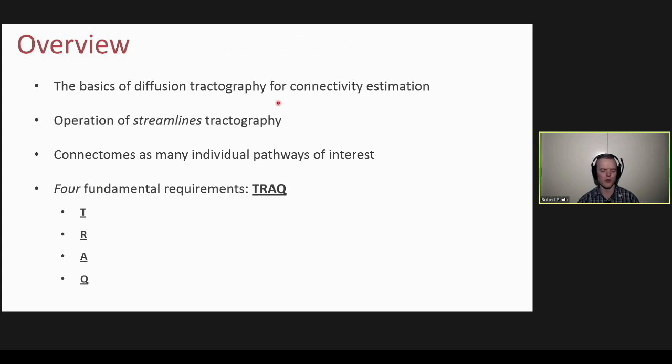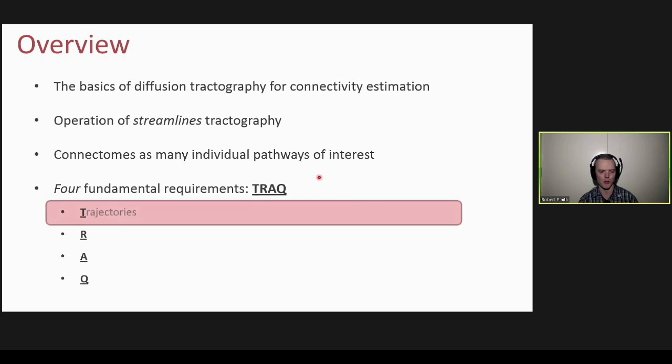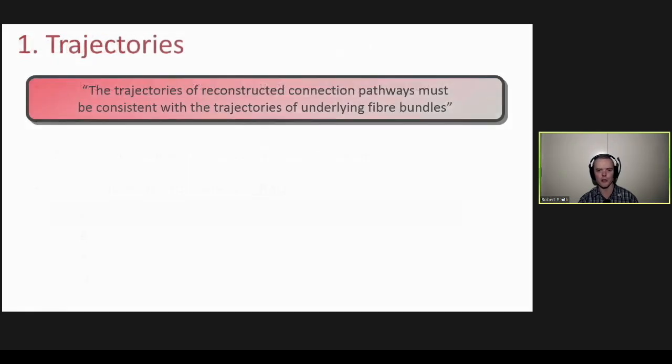So in the process of this thought experiment, I've managed to generate this acronym, TRACK, and this is going to be these four fundamental requirements. The first one is trajectories. Fairly simple: if you are doing a digital reconstruction of white matter pathways, and the trajectories you reconstruct are not reflective of the biology, then you're kind of wasting your time. Seems fairly obvious, but I'm going to break it down a little bit more.